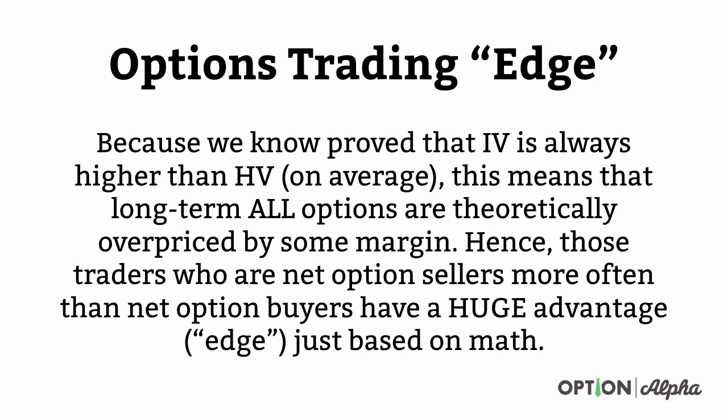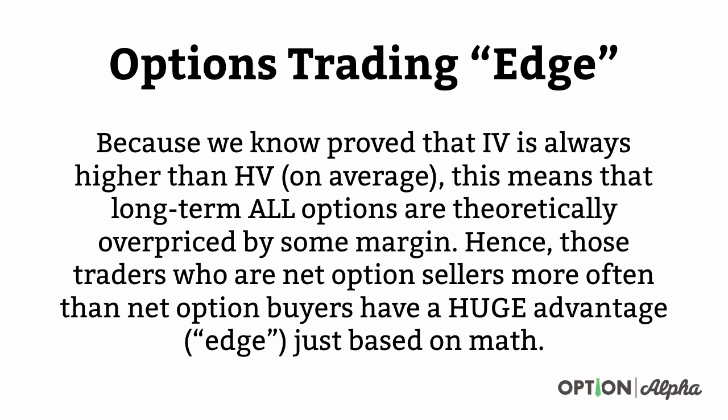That's what we just went over with DIA and GLD and TLT. And this means, again, long-term, all options are theoretically overpriced by some margin. Now, some stocks may have a smaller margin. TLT ended up having a bigger margin of overpricing, like 40% volatility versus 20% actual, versus DIA, which was assuming 20%, and actual volatility was 12%. So it's going to be some margin, and that's going to be different based on different stocks and ETFs.